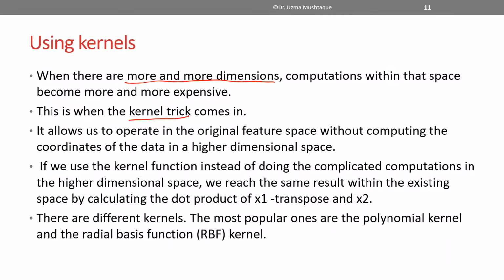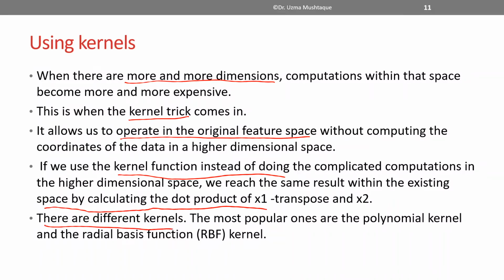And so we use the kernel trick. We do not do this transformation to a higher dimension. Rather, what we do is operate within the original feature space. There's something called a kernel function that does all the complicated computations for us in the higher dimensional space. If you're really interested in understanding this, what a kernel function essentially does is work within the original space by calculating the dot product of one of the features and the transpose of the other. So we do not work in the higher dimensional space anymore, right?